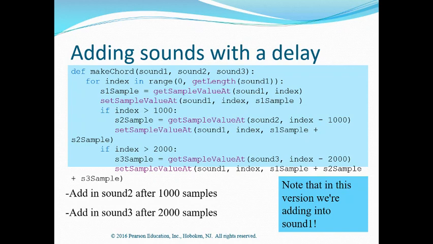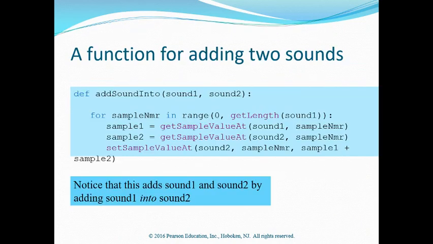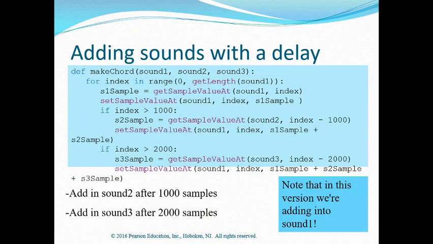Adding sounds with a delay. So we see make chord, which is the function. We mentioned it, but we hadn't actually shown the function. So here we define make chord as sound one, sound two, and sound three, and we go through the range from zero to the length of sound one. We get the sample value for sound one. If the index is greater than 1,000, then we use sound two, and then if it's greater than 2,000, we use sound three. Note that this is the version where we're adding into sound one.